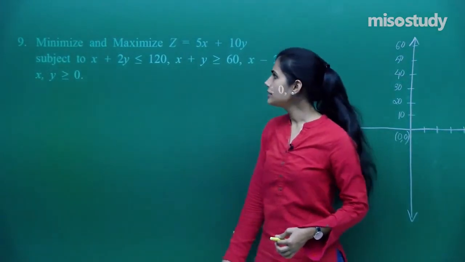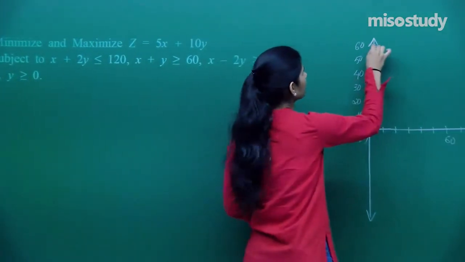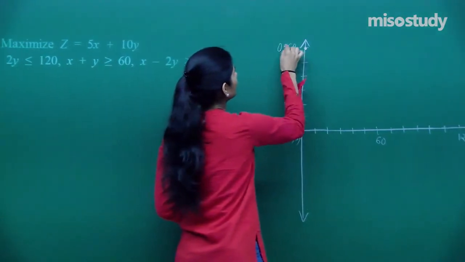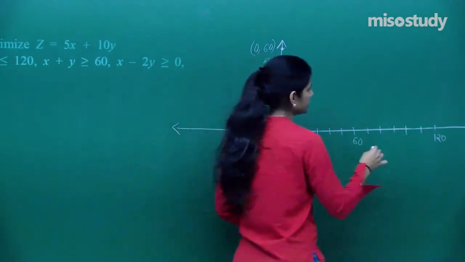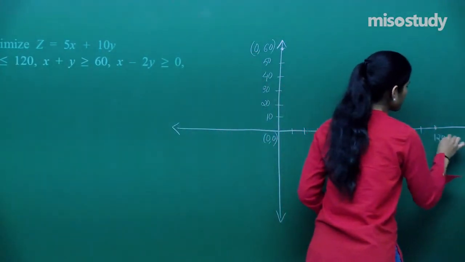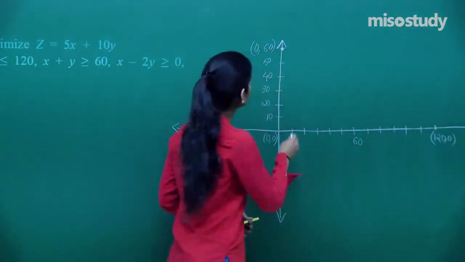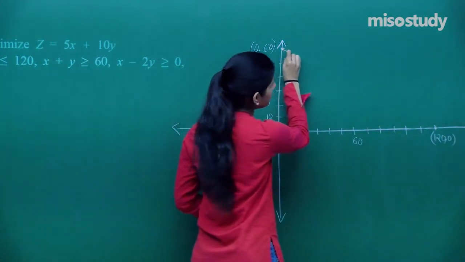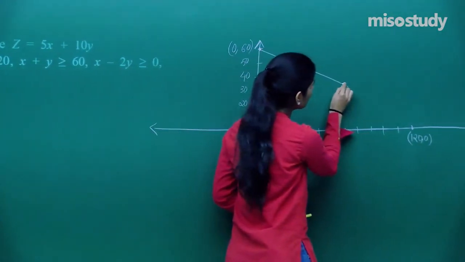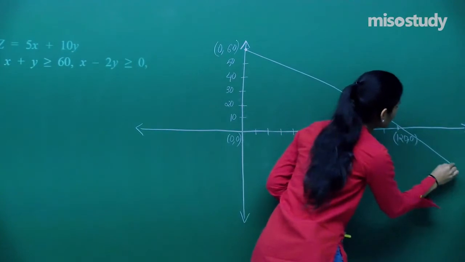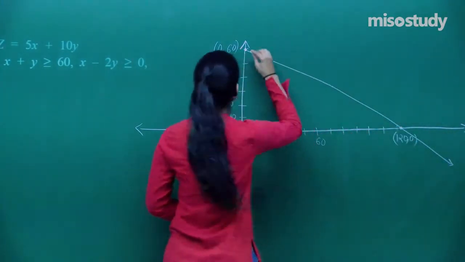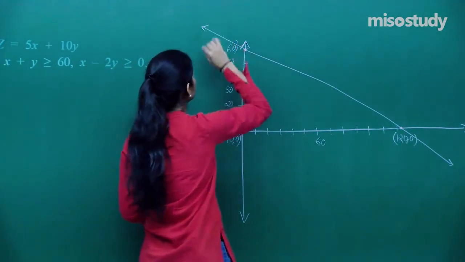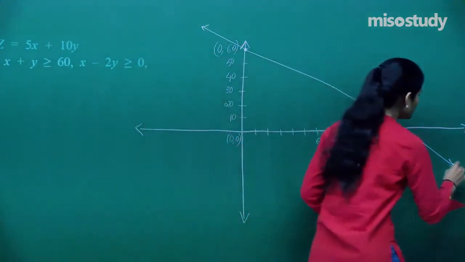When you put x equals 0, y is 60. And when you put y equals 0, x is 120. Fine. When you join these two, what do you get? So when you join these two, you get this straight line x plus 2y equal to 120.